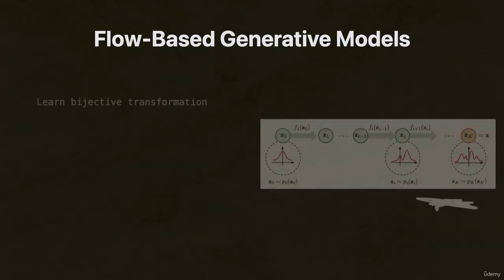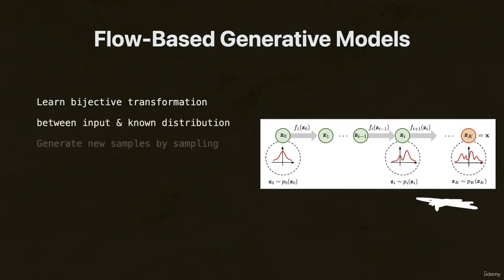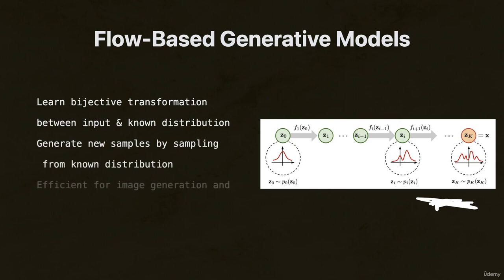Finally, we have flow-based models, which are a type of generative AI model that learn a bijective transformation between the input data and a simple, known distribution, such as a Gaussian distribution. This allows flow-based models to generate new samples by simply sampling from the known distribution and applying the learned transformation. Flow-based models are particularly efficient and can be used for tasks like image generation and density estimation.